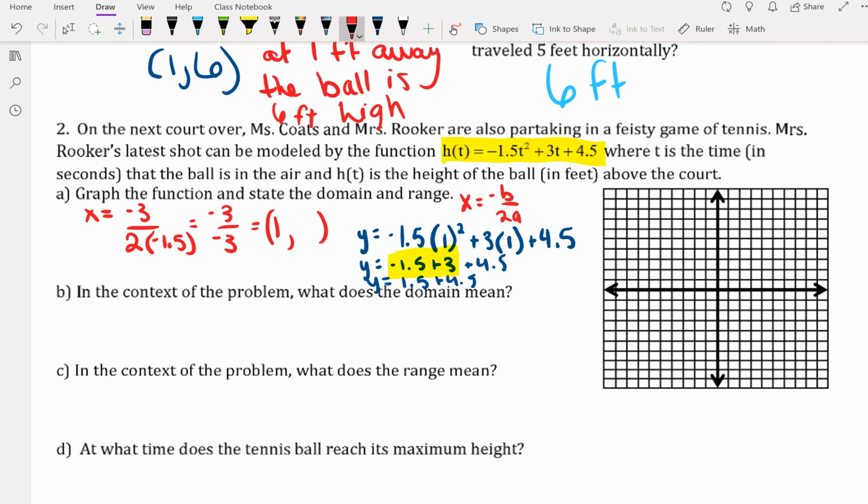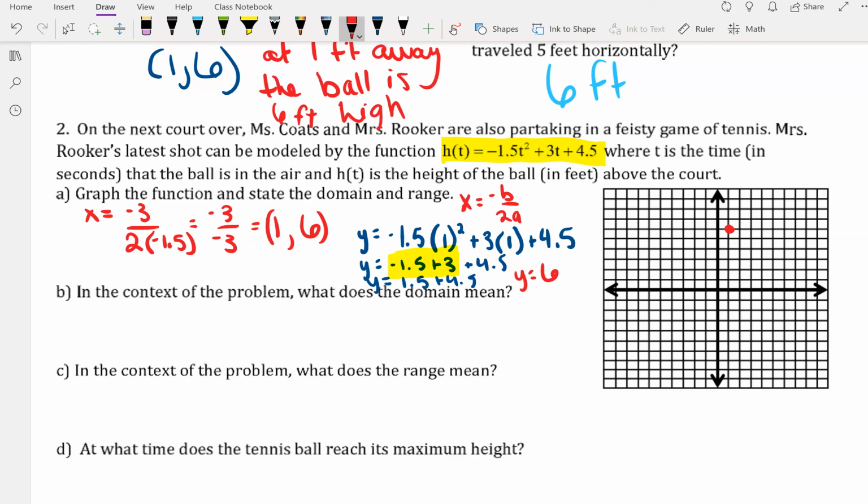All right, last thing, combine 1.5 and 4.5, we get y equals 6. So the y coordinate of the vertex is 6 when we plug in 1 for the x. So we have a vertex of (1, 6): 1, 2, 3, 4, 5, 6.